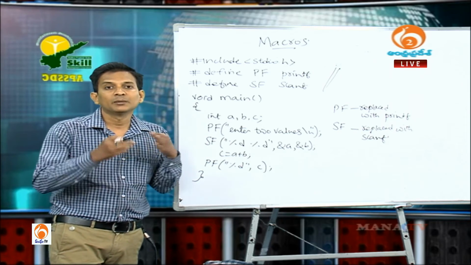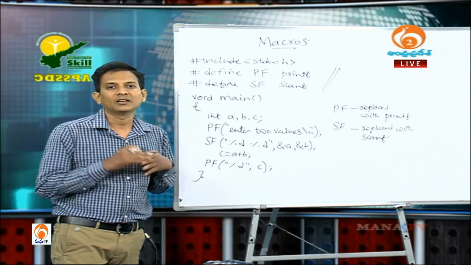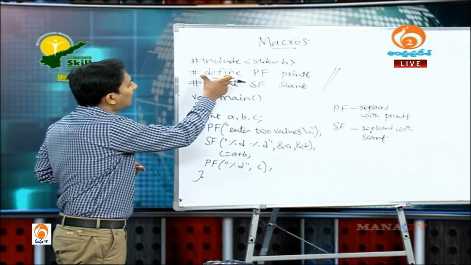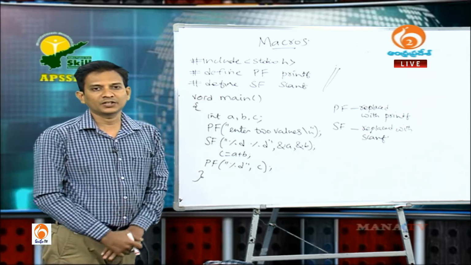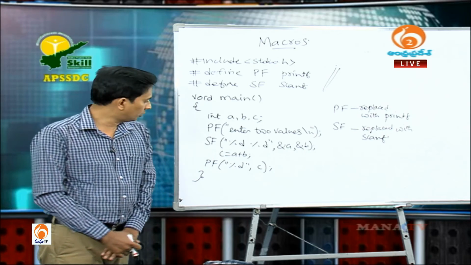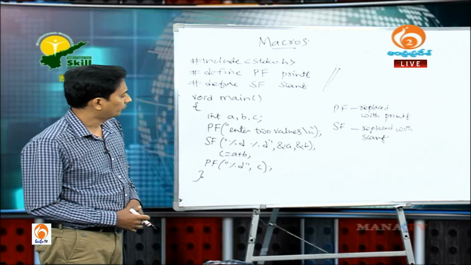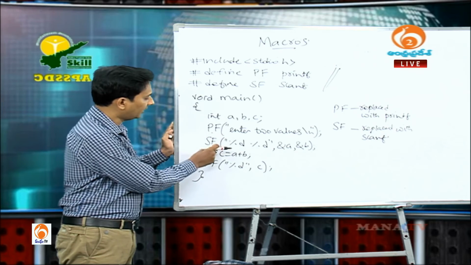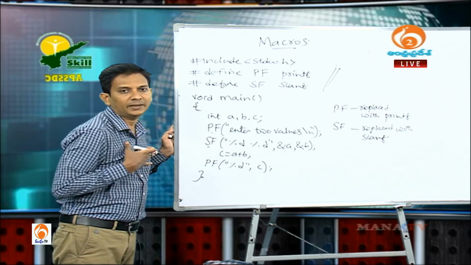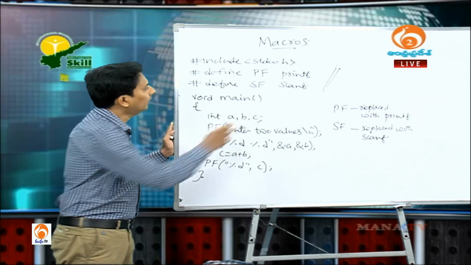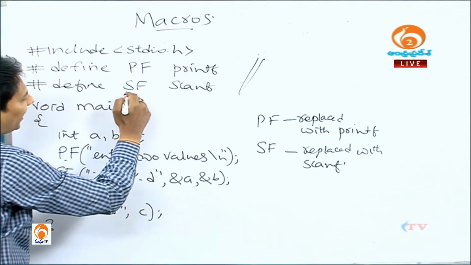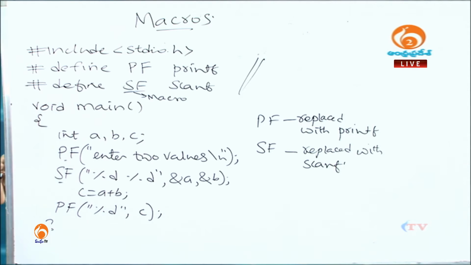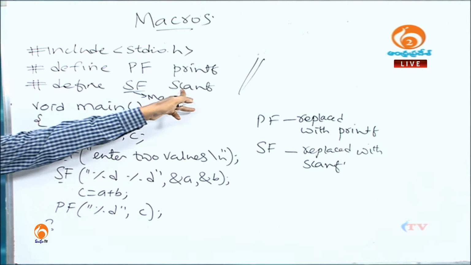This happens before compiling. For that only we are saying that it is a preprocessor directive. Here hash is a preprocessor directive. Hash define is a macro definition. I hope you understood. This is the example for the macros, PF and SF. Because I defined, this is my name. You can write instead of PF any name, but you have to define it here. This is a macro. Macro call. This is the actual value.